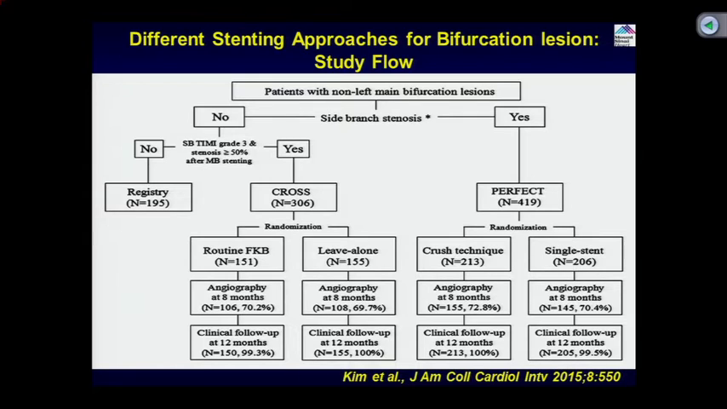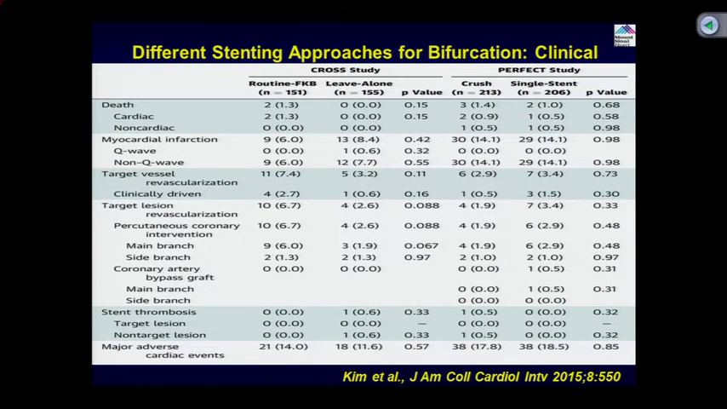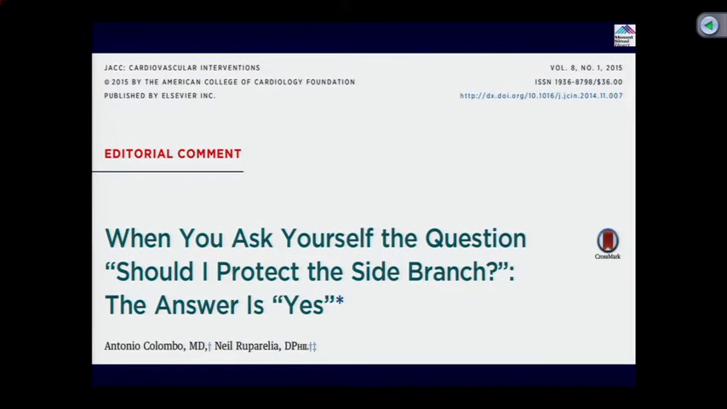If you don't have a side branch lesion, they were in the CROSS trial, and if you have a side branch lesion, they went to the PERFECT trial, and it showed that overall outcomes were equal with both techniques. No matter what technique we use, nowadays our stent technology is so good that it does not make any difference. Final kissing balloon dilatation does not help. So the question is, should we protect the side branch? And actually the Colombo editorial really emphasized that yes, the answer to that question is yes.